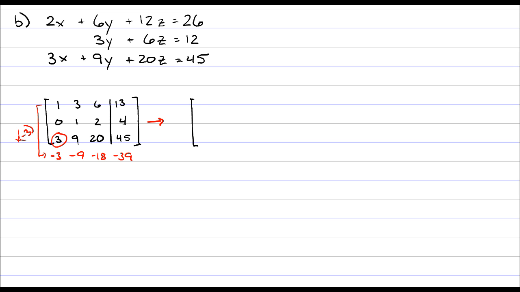So I carry out this calculation. The first row is 1, 3, 6, 13. The second row is still the same, 0, 1, 2, 4. The third row now, though, becomes 0, 0, 2, 45 minus 39 is 6. Okay, so let's see where we are. First column is fine. Looking at the second column, I have a 1 where I want it, so I need to zero out this 3. That would be the next step.